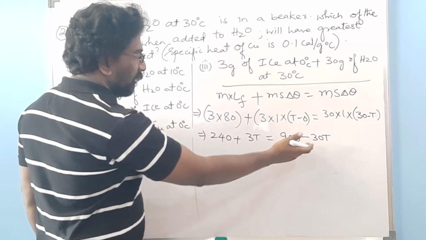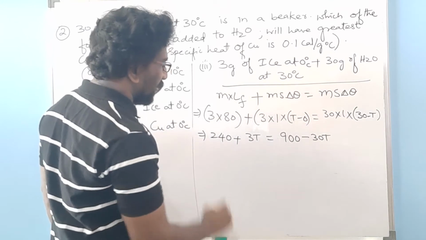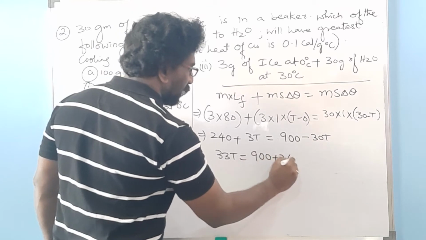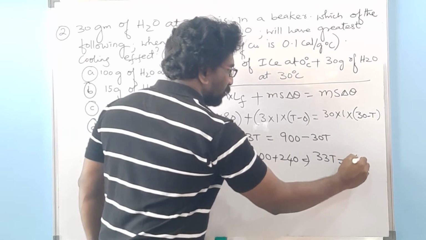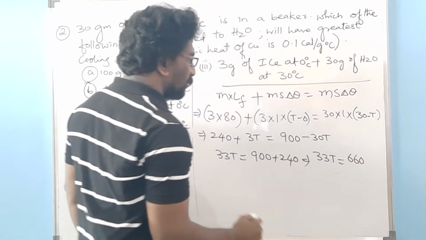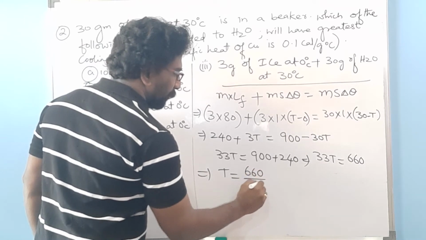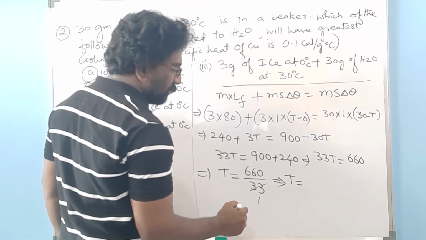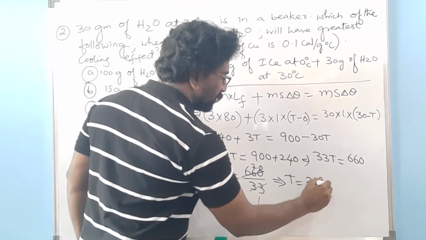Now bring this 30T onto the LHS, and 240 take onto the RHS. It becomes 33T is equal to 900 plus 240, which gives 33T is equal to 660. So now T is equal to 660 over 33. That implies my temperature is equal to 20 degrees Celsius.